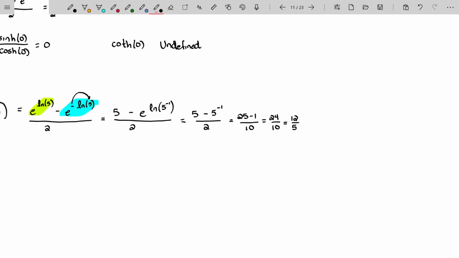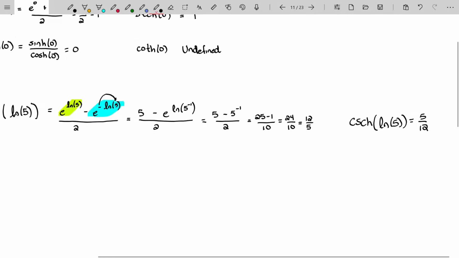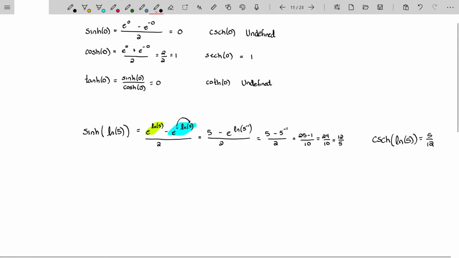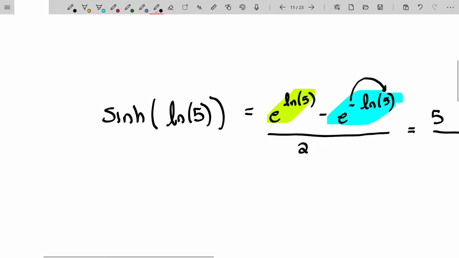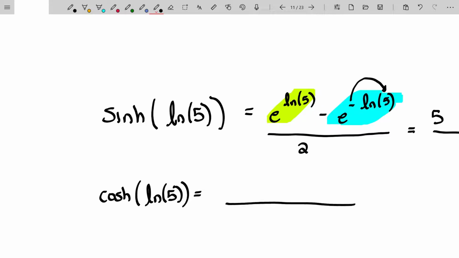And therefore, by the way, I'll just write the cosech while I'm here. The cosech of the natural log of 5 must therefore be 5/12. Very nice. And now we'll do the cosh. Cosh of natural log of 5 is, again, big old fraction bar, e to the natural log of 5, which we know is going to be 5, plus e to the negative natural log of 5, all over 2.